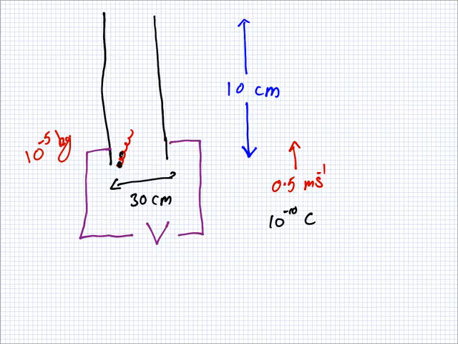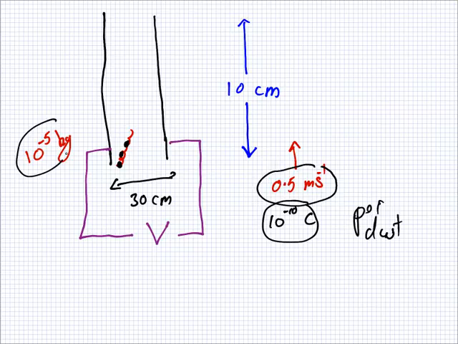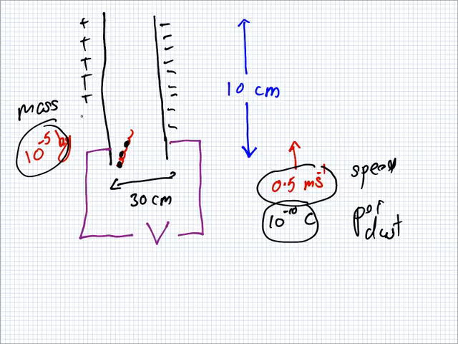here's the dirt coming up, and here's its charge per dust particle, and this is its speed, and this is its mass. And we'll make this the negative plate, and we'll make this the positive plate.